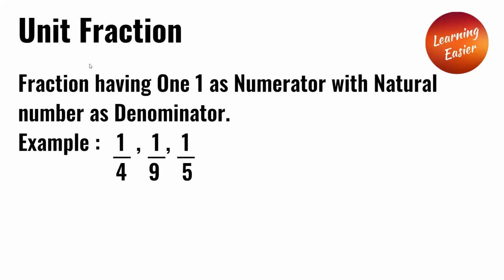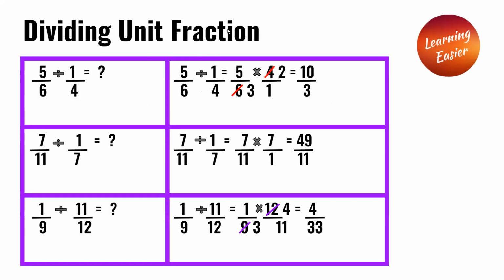Unit fraction. Fraction that has 1 as the numerator with natural number as the denominator. Example, 1 over 4, 1 over 9, and 1 over 5. Dividing unit fraction. 5 over 6 divided by 1 over 4.